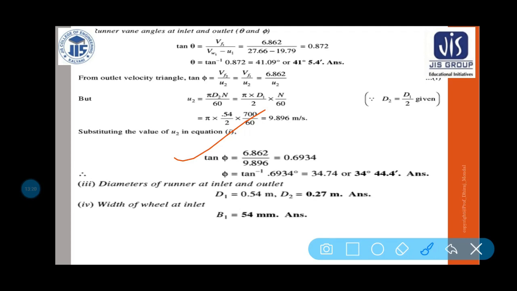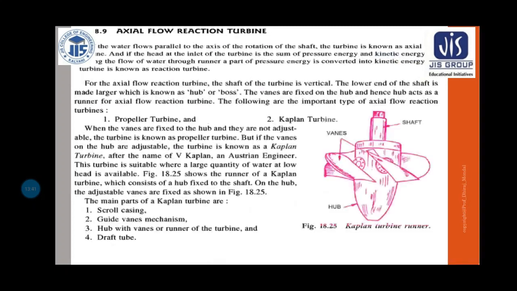Okay, now d1 is the inlet diameter, equal to 0.94, and d2 is simply d1 by 2, that is 0.27, and b1 is equal to 54 mm. Clear? So this is the width of the wheel at the inlet. So I hope it is clear.